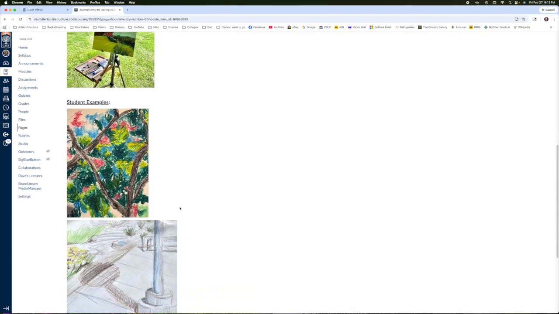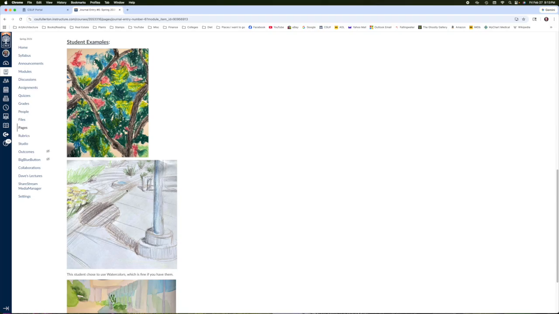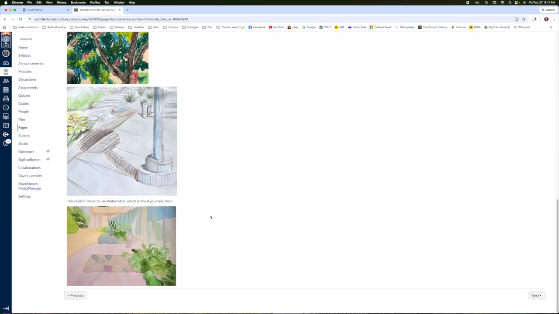Here are some past student examples, so you can see just the roughness of what I'm looking for in this artwork. There's no lines per se. A lot of this is just shading. So think shading and sketching. That's what this project should be about.